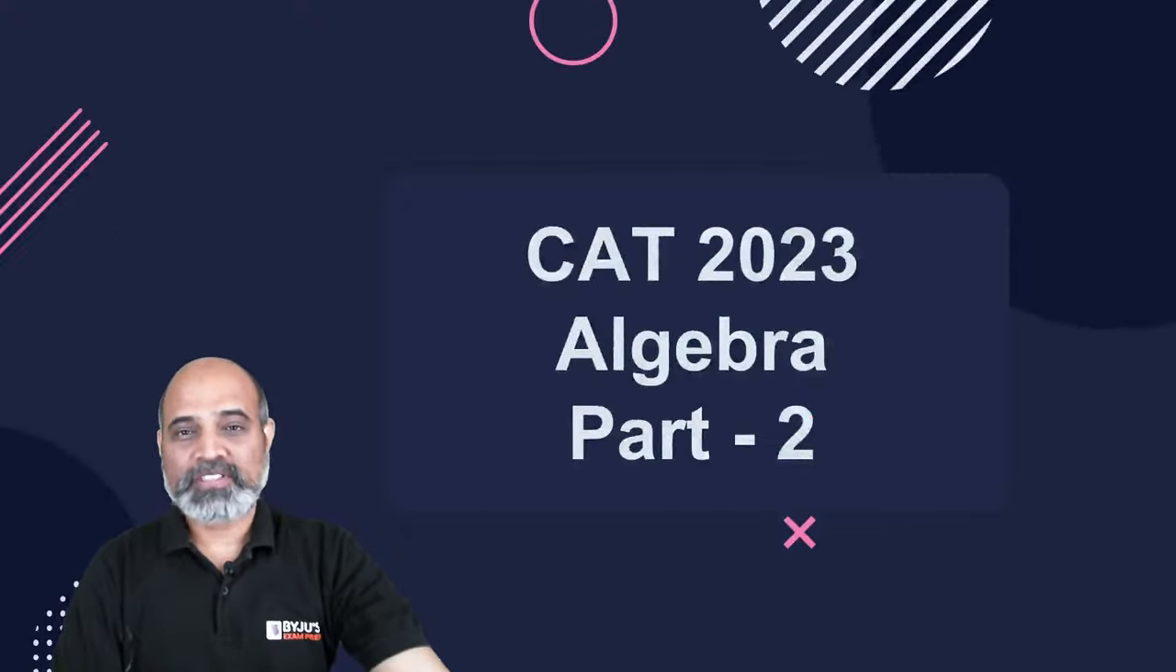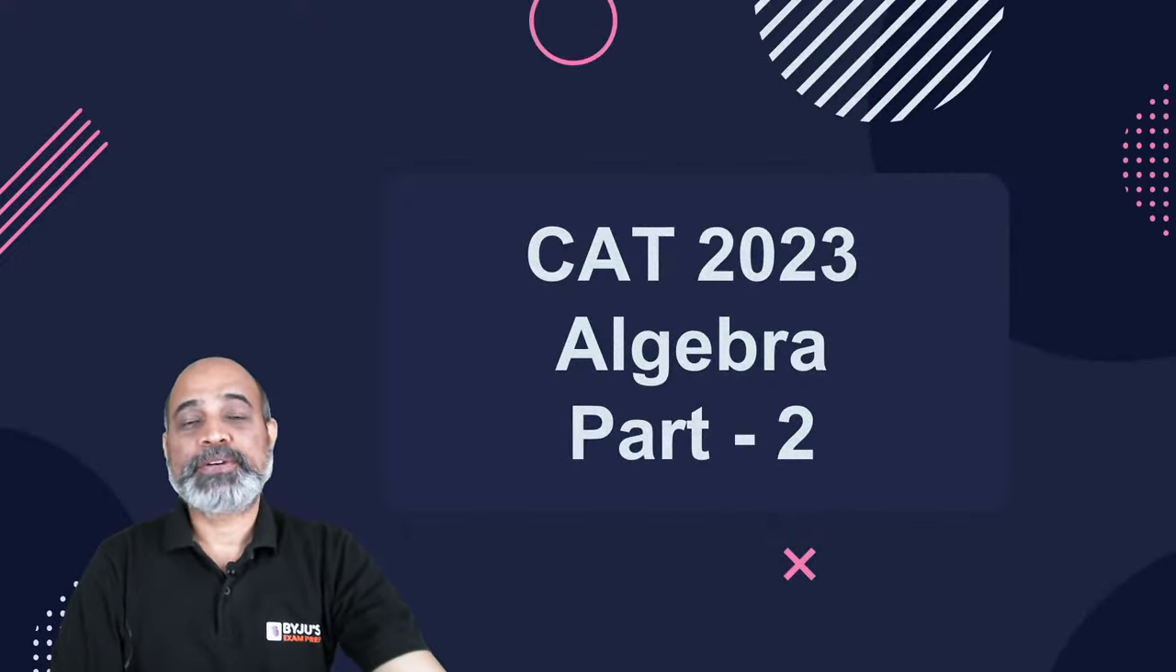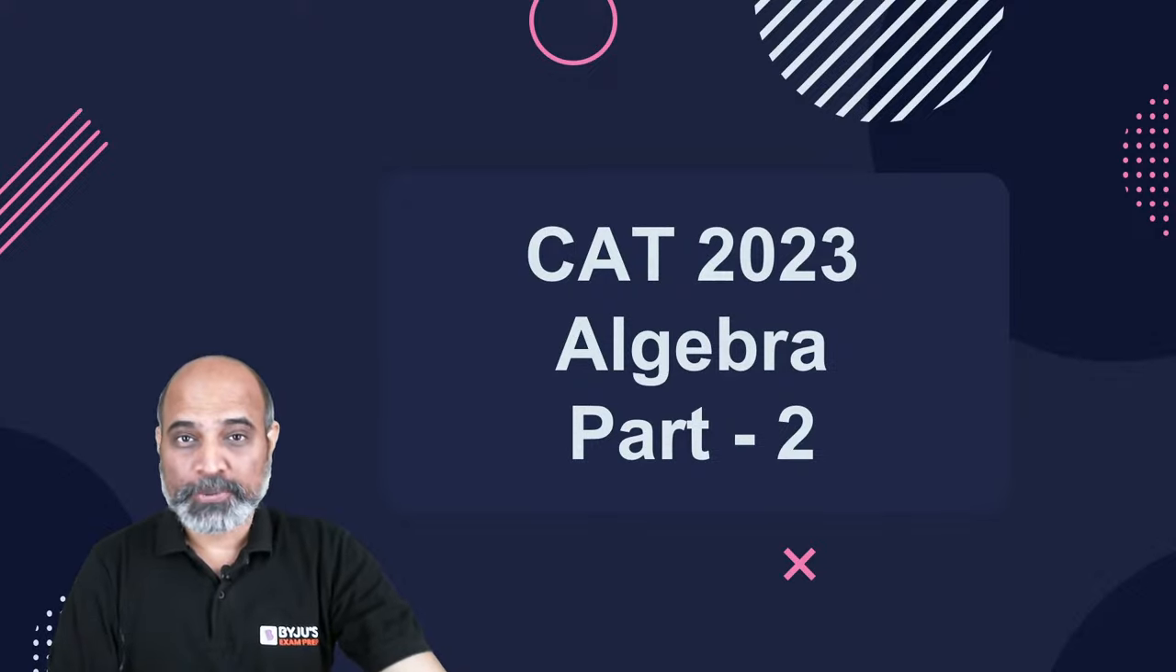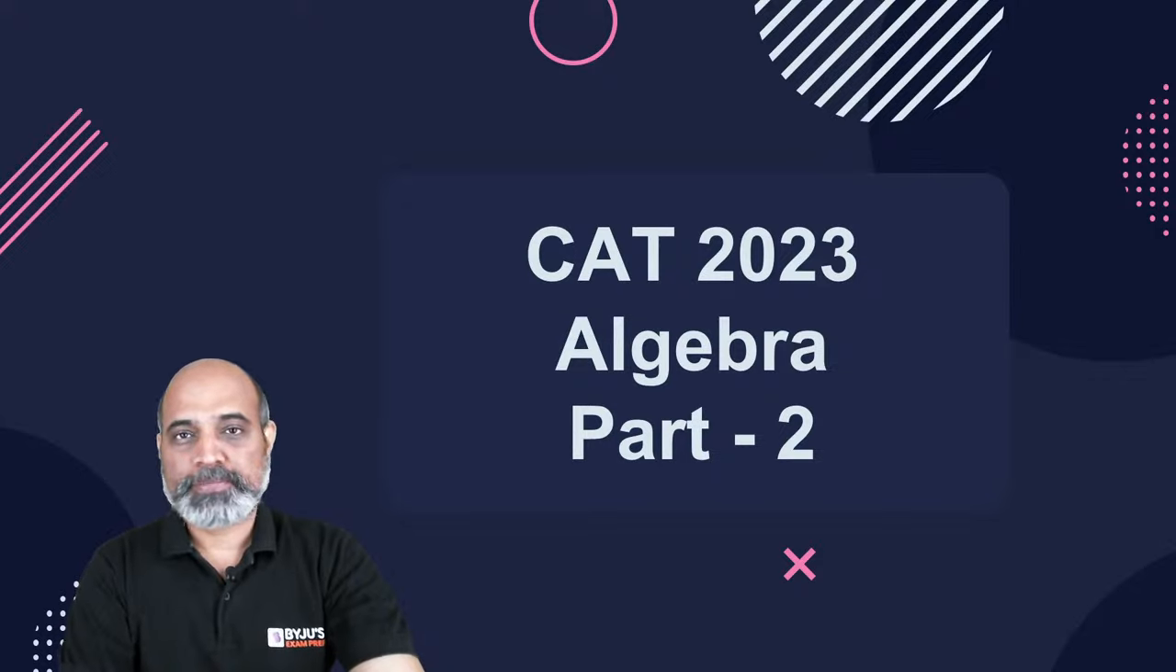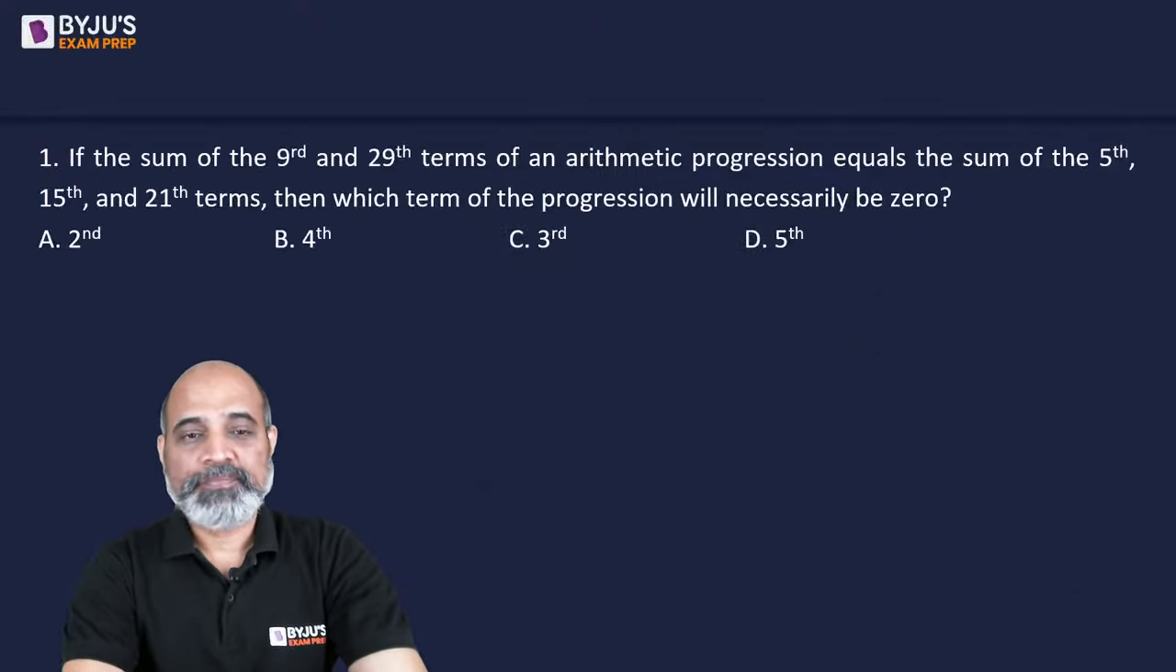Welcome to BYJU'S, and today we'll be doing CAT 2023 Algebra Part 2. So we'll be looking at more questions from algebra. We have seen quadratic, a bit of logarithmic, a bit of arithmetic progressions and geometric progressions in the previous session. Today we're going to continue with the same.